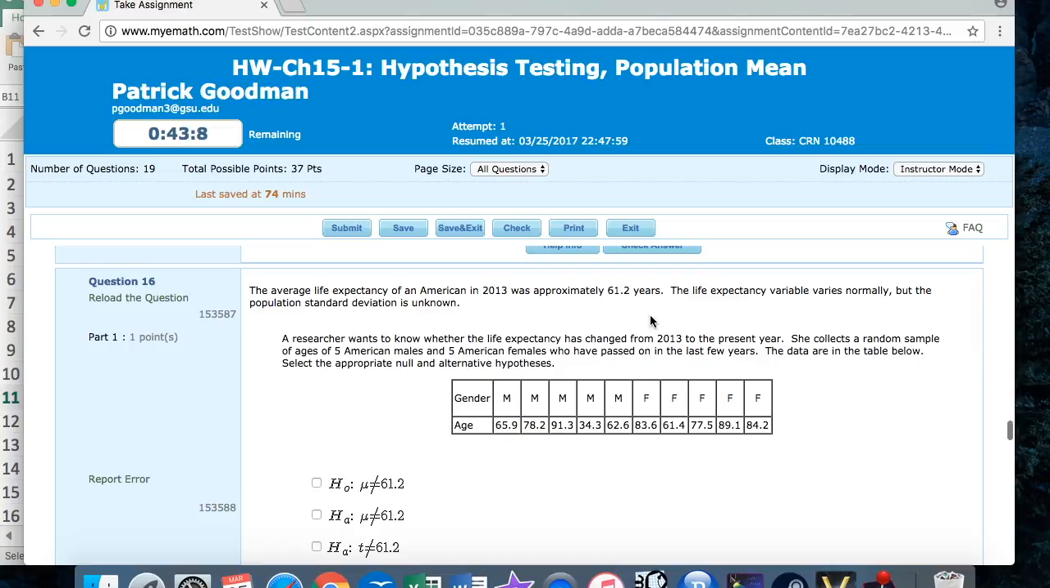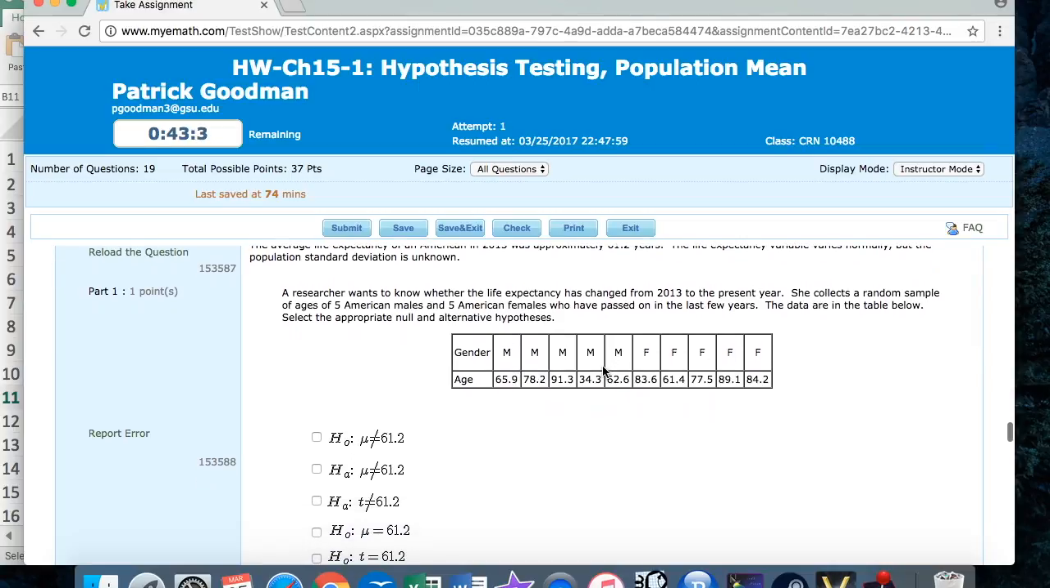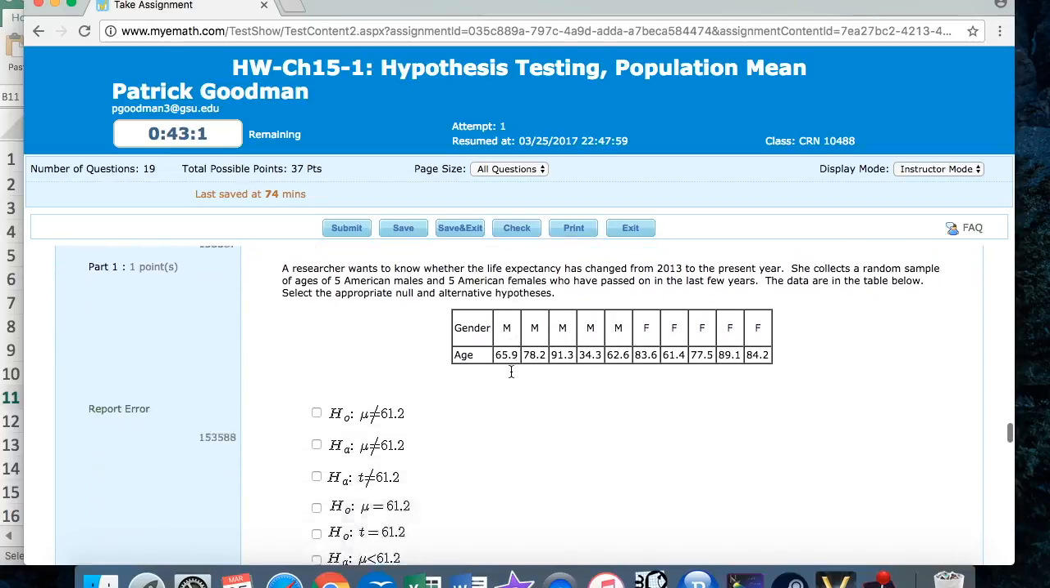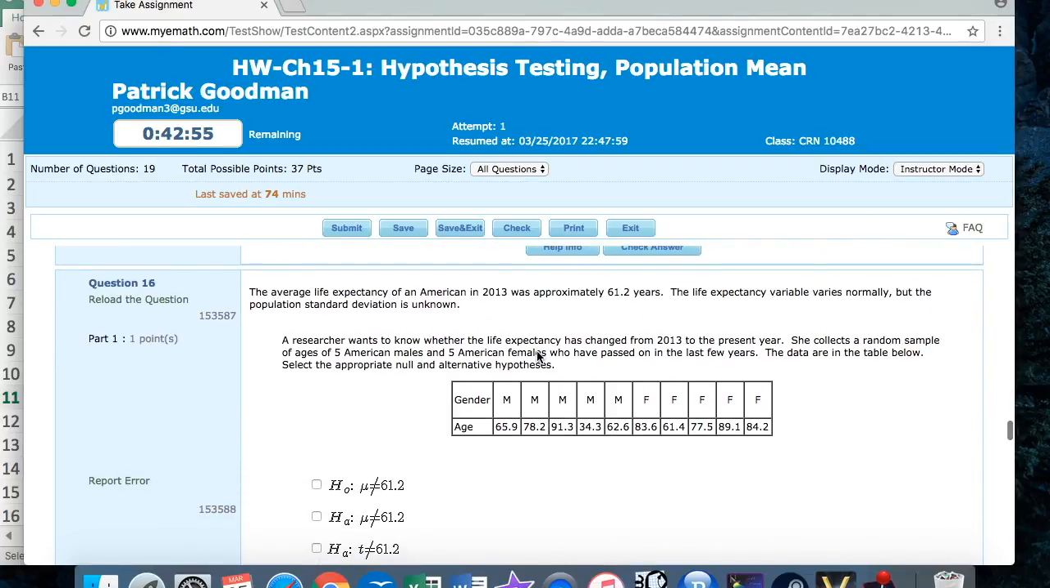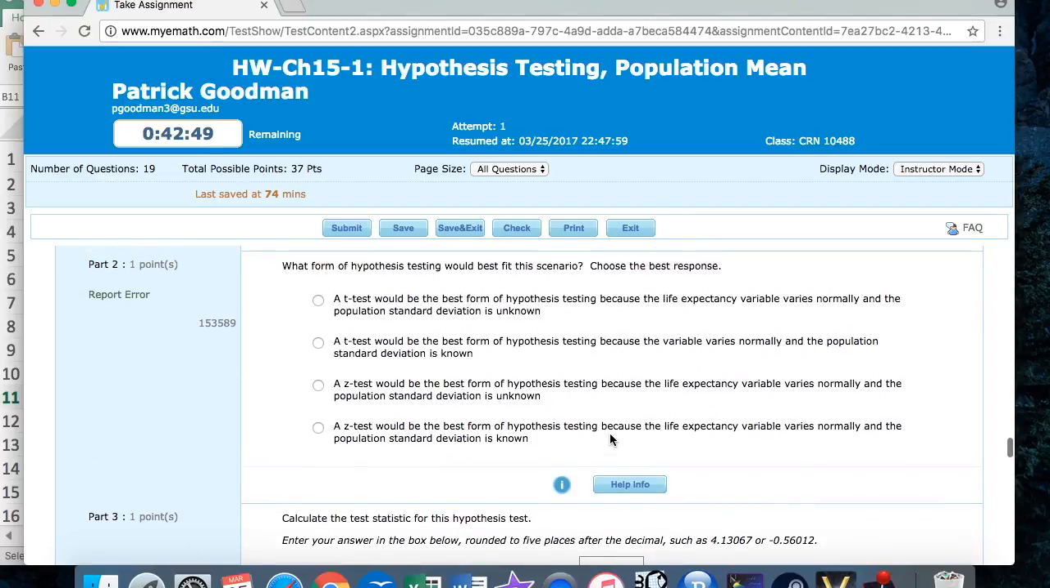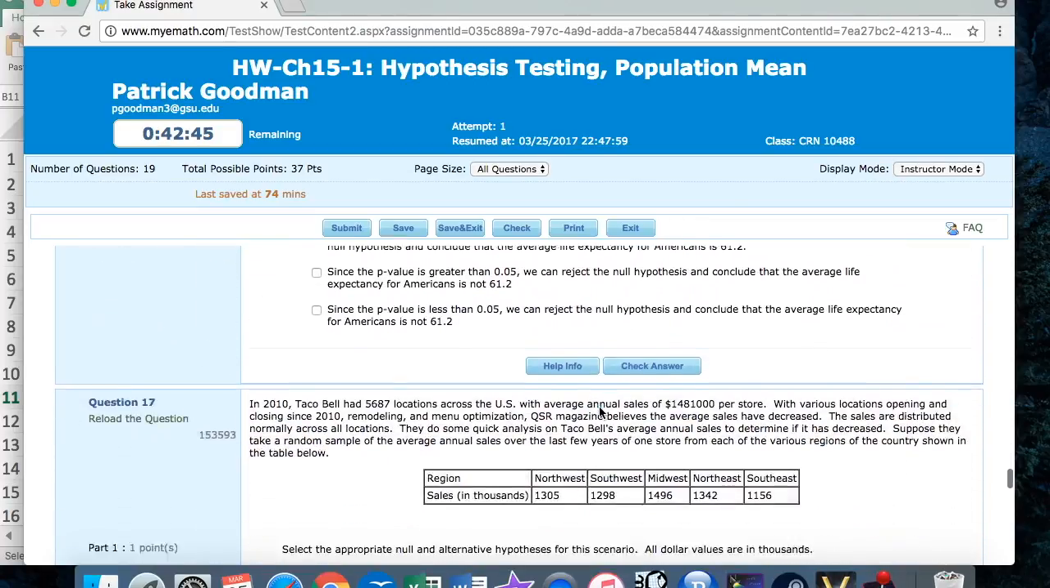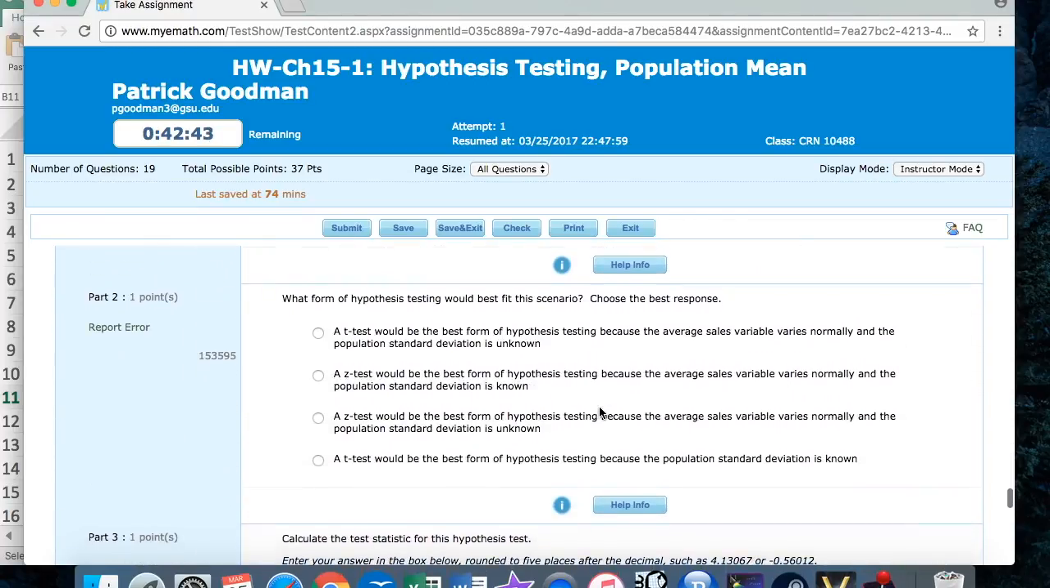So they're looking at life expectancy using males and females. Doesn't matter. It's going to be the exact same as before, right? So this is a smaller sample. It's less than 30. So what are we going to do? Well, the population standard deviation is unknown and our sample is less than 30. Well, what does that mean? That means you will be doing a t-test for this one. So do that problem. Should be the exact same.